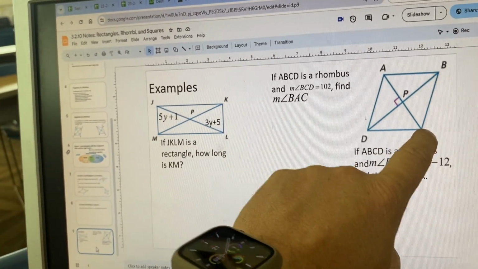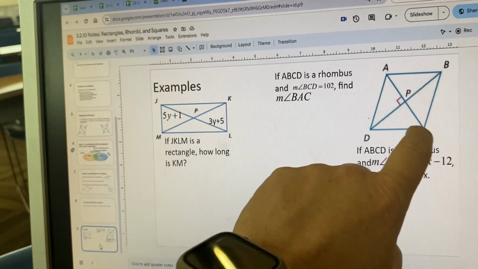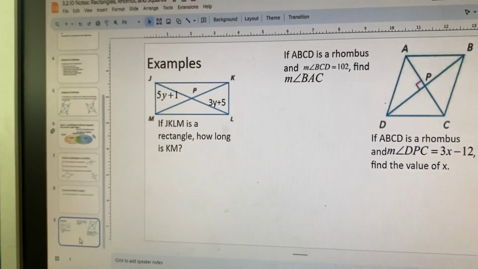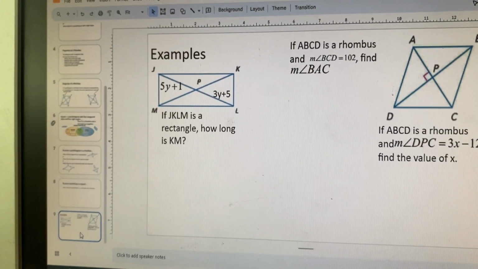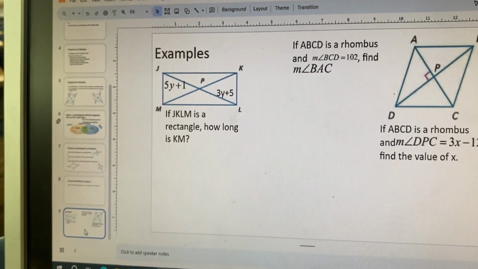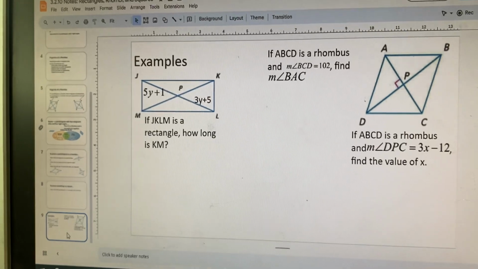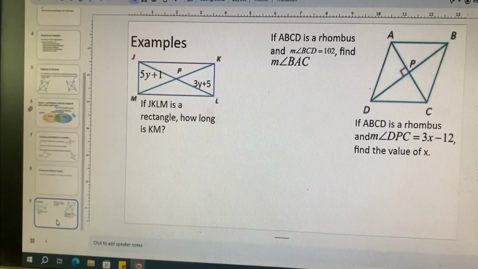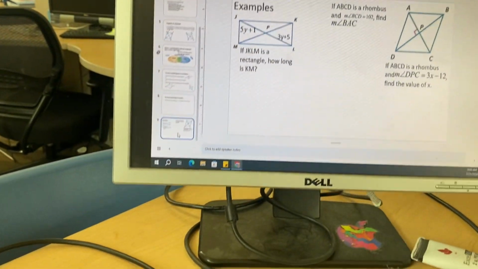We know in the rhombus we were bisecting the angles, so these would be 51. So these would also be 51 for both of them. And if ABCD is a rhombus and the measure of DPC is 3x minus 12, find the value of x. That would be 3x minus 12 is equal to 90. So you just kind of work your way through after that one.